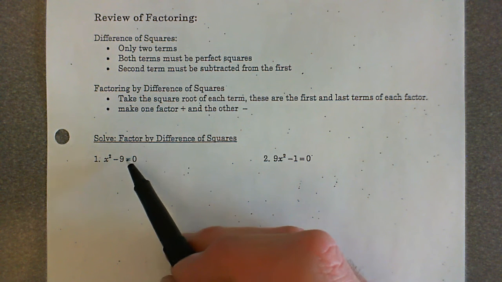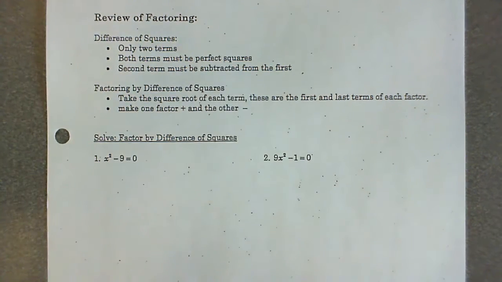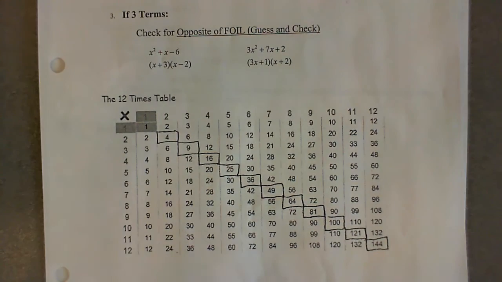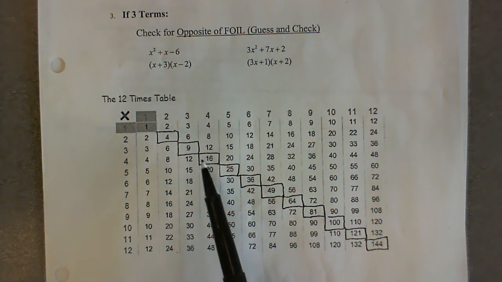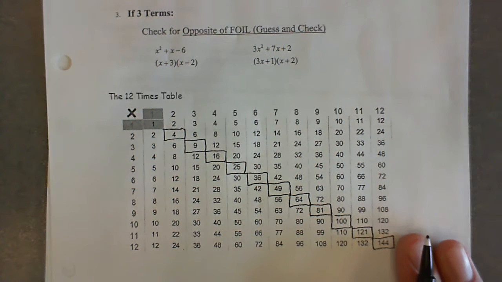It'll have two terms. It'll also have both terms being perfect squares. Well, what's a perfect square? If we look at our multiplication tables, it's any time you have a number times itself. That would be these: 1, 4, 9, 16, 25, 36, 49, 64, 81, and so forth. Those are your perfect squares.